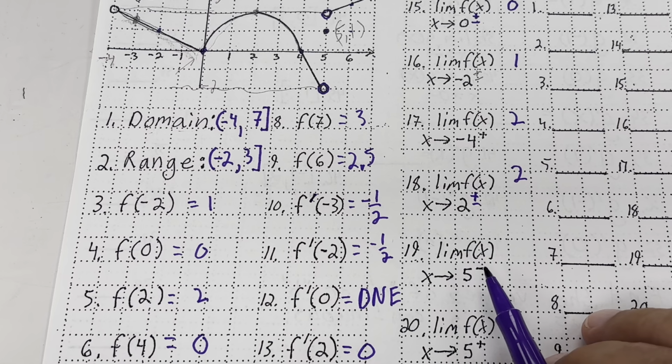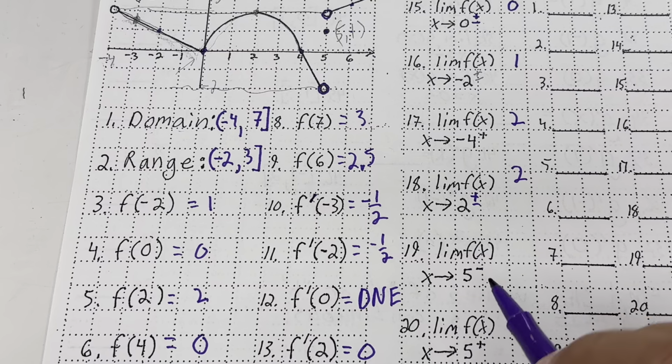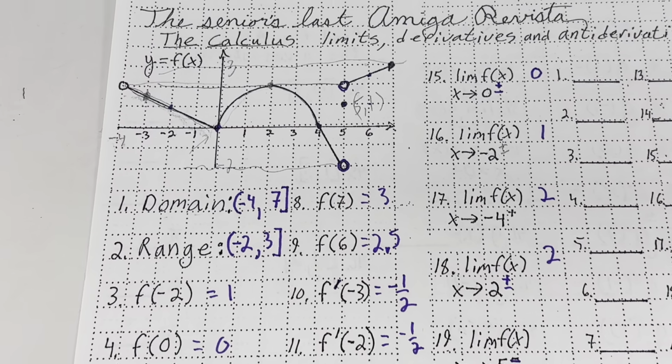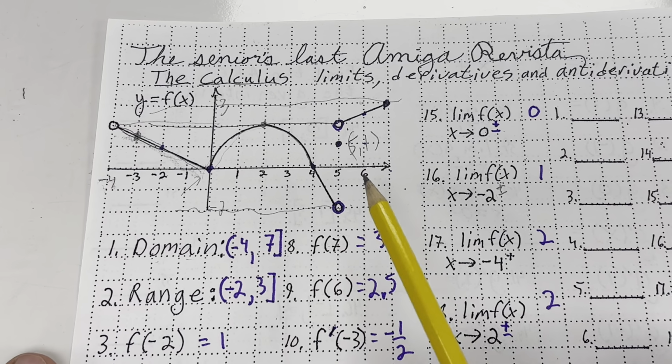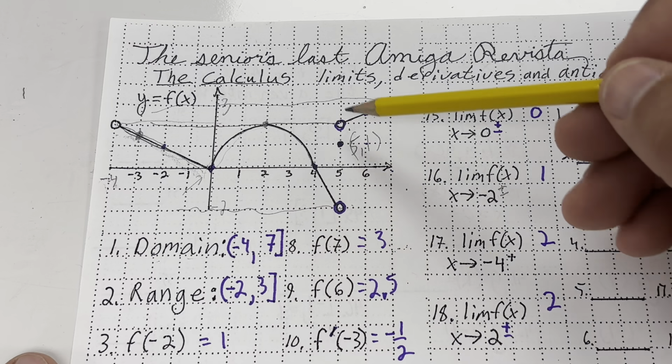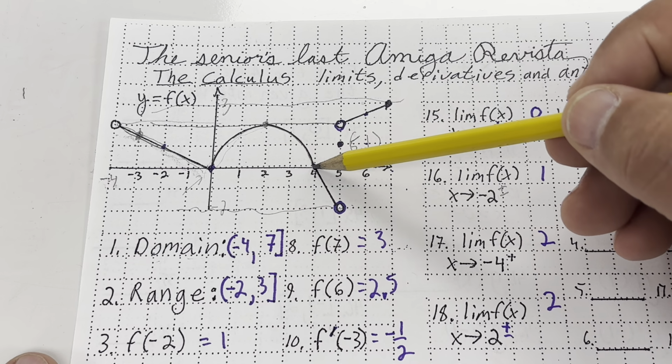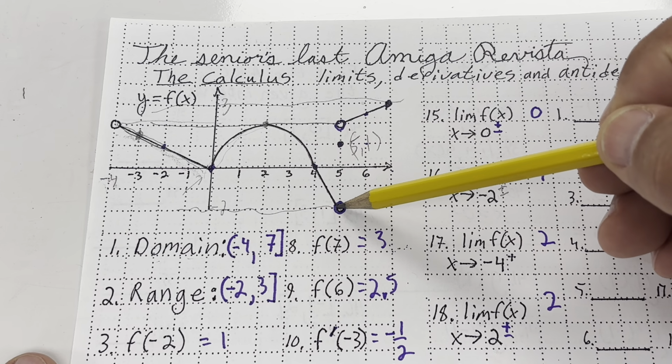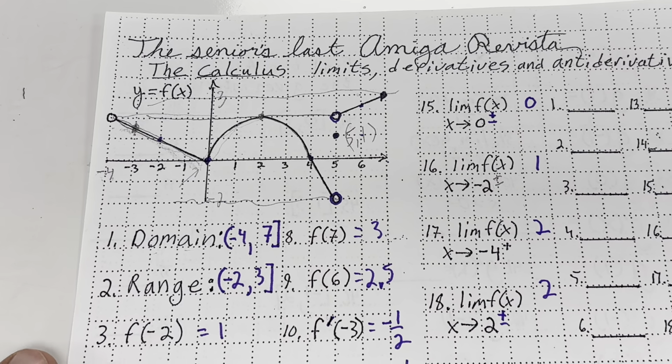Left-handed limit as x approaches 5 from the left. That's what the negative means. So as I approach that value 5 from the left, I get closer and closer to the y value of -2.